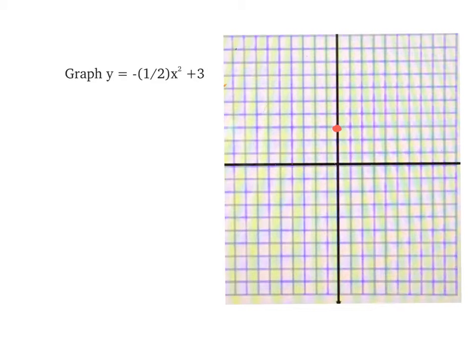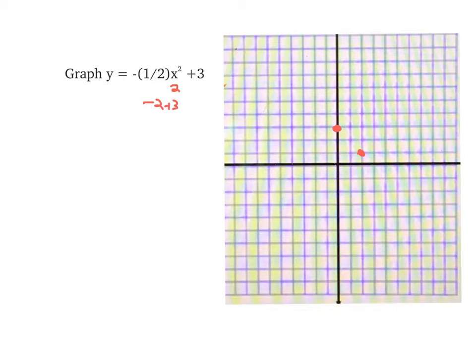So let's plug in a number. We need to plug an even number in so that the 1/2 will cancel. Let's plug 2 in there for the x. 2 squared is 4. If I take negative 1/2 of 4, I'll get negative 2 plus 3, which is 1. So if I plugged in 2, I got 1, which is right there.